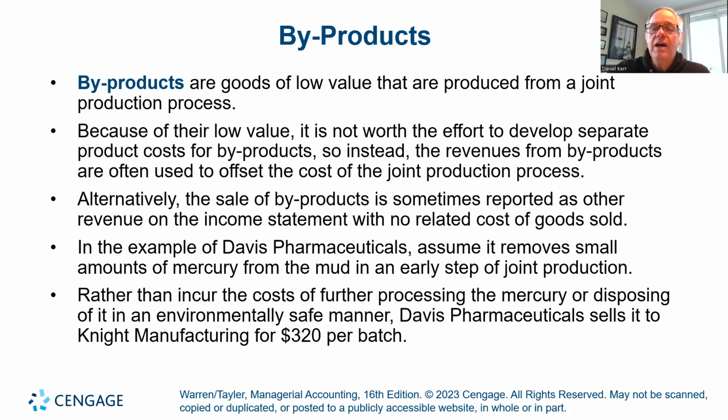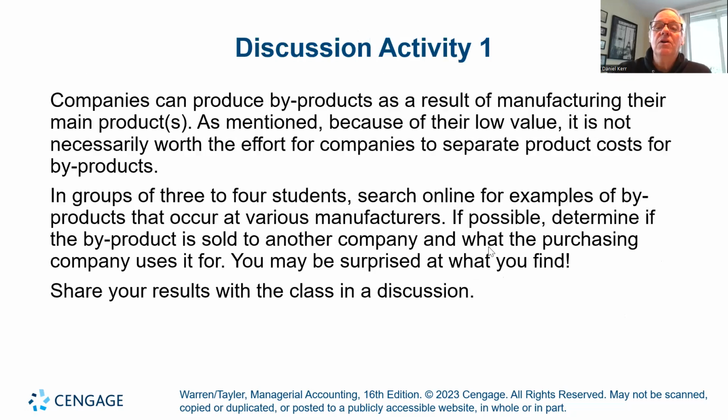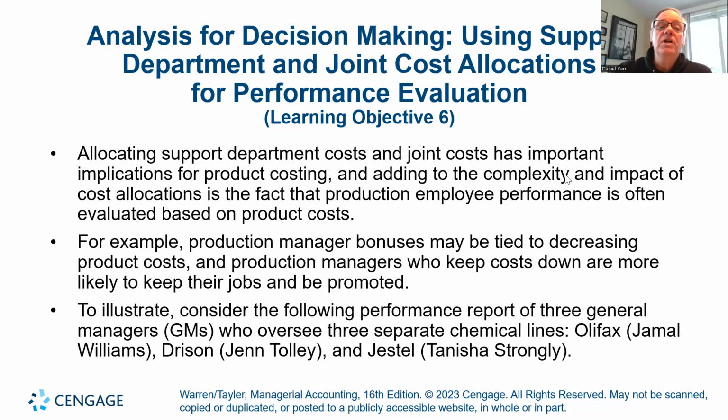Let's talk a little bit about cost allocation here. So we know in this particular chapter, what we've done is we have looked at accounting for support costs, and we've also looked at accounting for joint costs. So let's take a look at the application of these two topics in a performance evaluation context. So let's assume we've got a couple of different divisions of companies, and there's a manager in charge of each of those divisions, and we want to measure his or her performance.